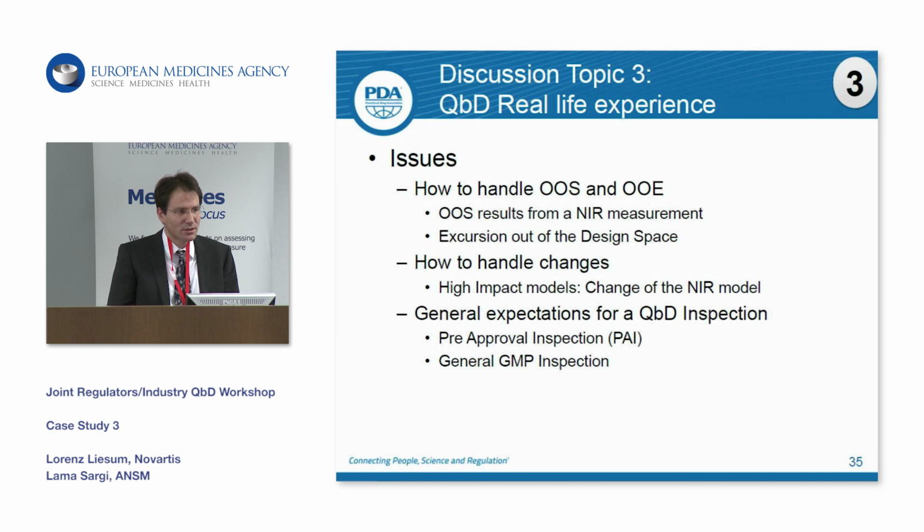Then also changes is a very important topic, since it's actually in the nature of these kinds of empirical models. Any type of slight changes in your manufacturing process might have an impact on the predictive performance of your NIR model. So there might be certain circumstances where you're actually forced to change your NIR models. And last but not least, we will also think about the general expectation, how to prepare for a QbD inspection, for a pre-approval inspection before the implementation, but also in the context of a general GMP inspection, which is more dealing with the lifecycle management aspects.